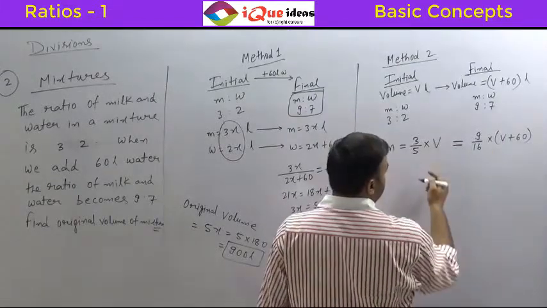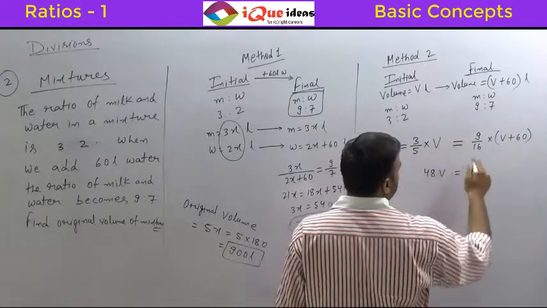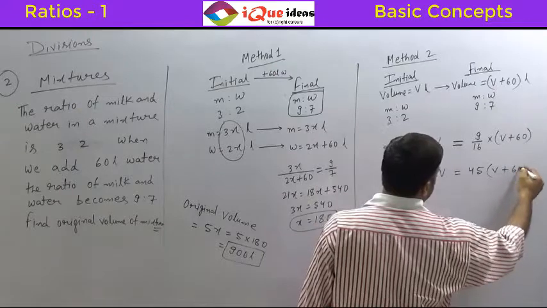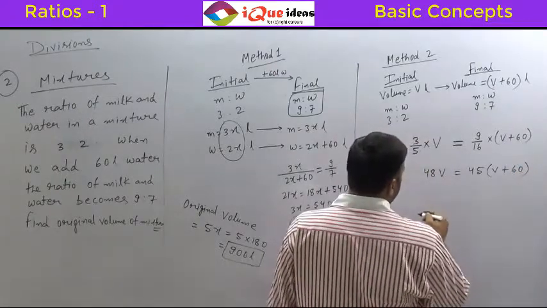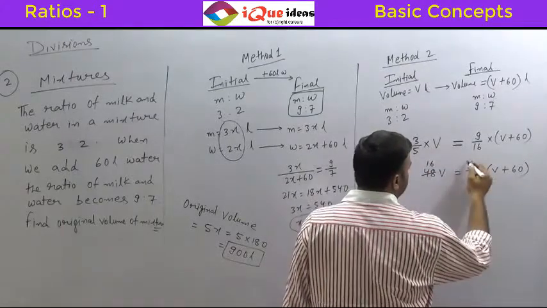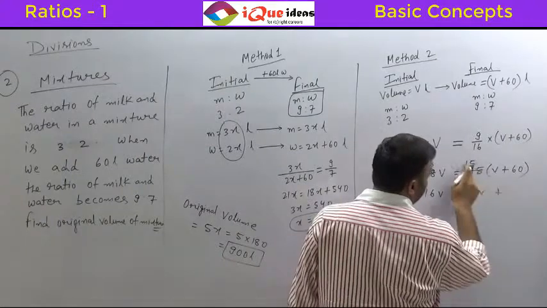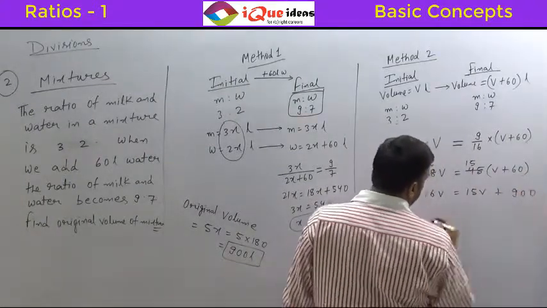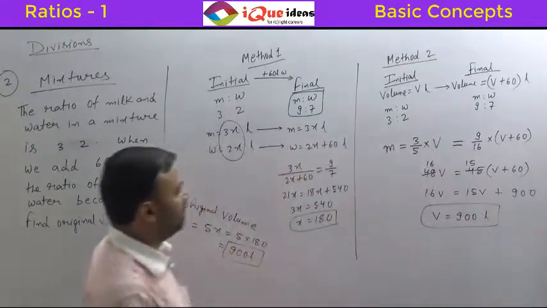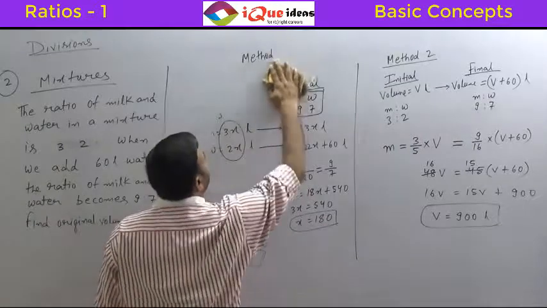So 16 comes to this side, so 16 into 3, that is 48V. And 5 goes to the 9 side, that is 45 into V plus 60. So here we can in fact divide by 3, so this becomes 16 and this becomes 15. So we have 16V is equal to 15V plus 15 into 60, that is 900. So V is equal to 900 liters. So this is method 2. We will take method 3.